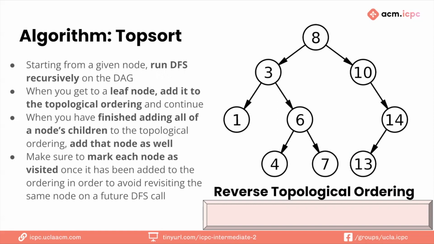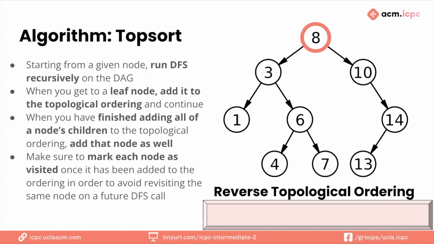Once we finish adding all the nodes of the children, let's say nodes 4 and 7 are added already, then we can add node 6 to the ordering as well, while continuing doing DFS recursively. And just like in DFS, we mark nodes as visited and keep track of that. So if this doesn't make sense just yet, that's all right. Let's look at how this algorithm works on a particular example.